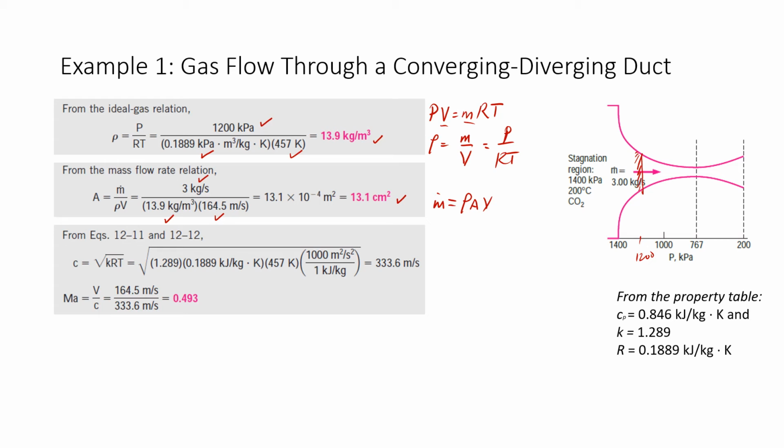Finally, the Mach number. The Mach number equation is V over C. We have V, of course. We need to find C, the sonic speed. That would be the square root of kRT. Put in the values of k, R, and temperature. Again, don't forget your conversion. And you get 333.6 meters per second. Put it here, and we get the answer for the Mach number.